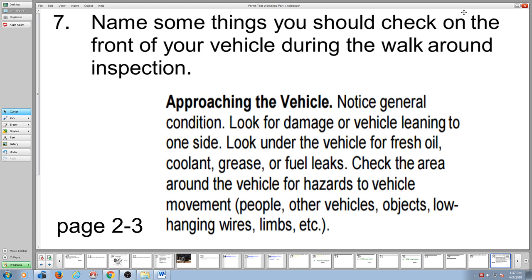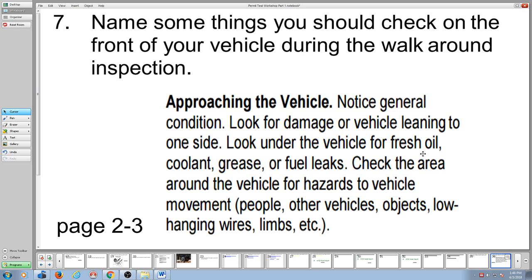Notice general condition, look for damage or the vehicle leaning to one side or the other. That's a really important one because if your vehicle is leaning, more than likely either there's something wrong with the suspension, which would be catastrophic, or more likely you just have some tires that are low on pressure. That's a pretty easy fix.